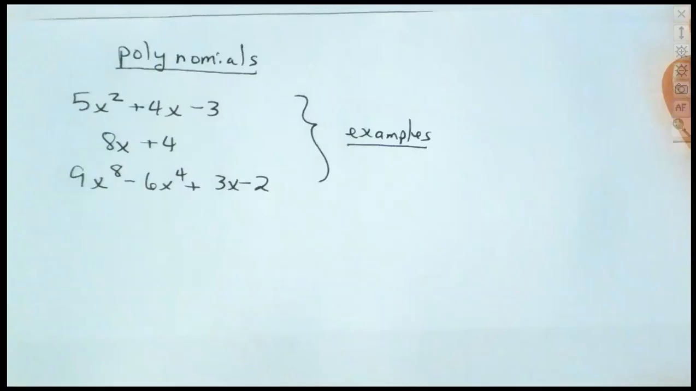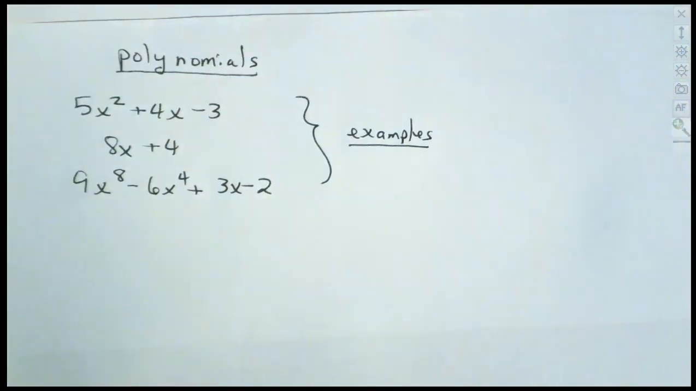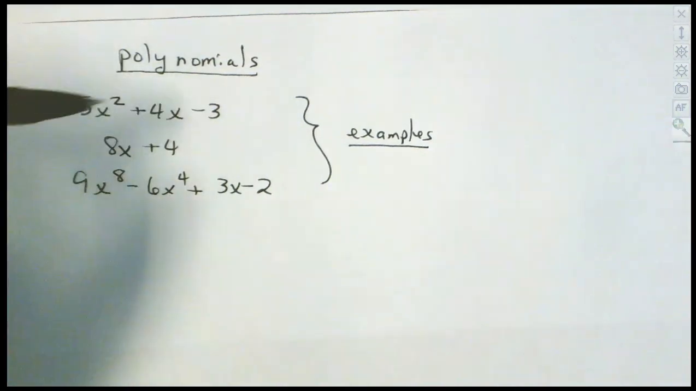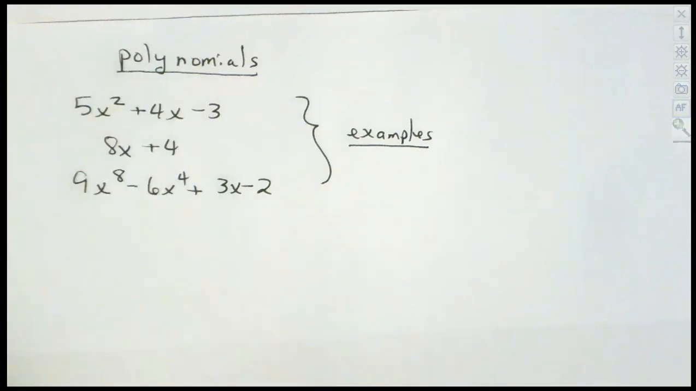Okay, so these are all polynomials. And polynomials is just a generic term. It just means you have something that has multiple parts to it. Poly means many. So when we look at these, they are all examples of polynomials. They have more than one term. And terms are separated by addition or subtraction.